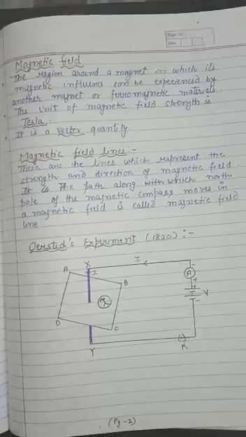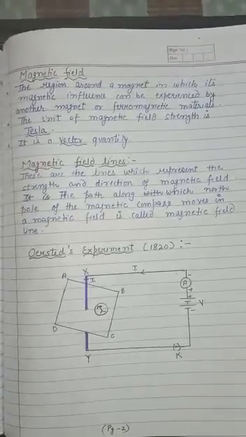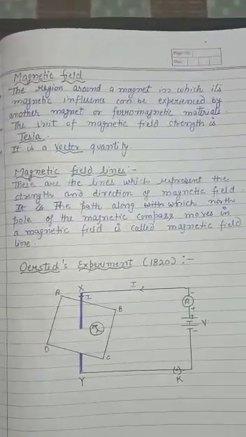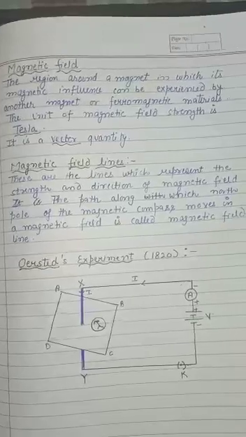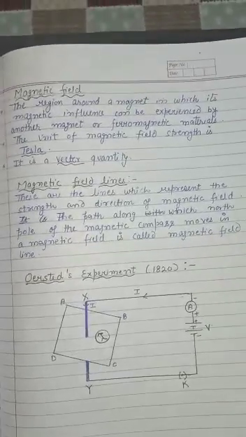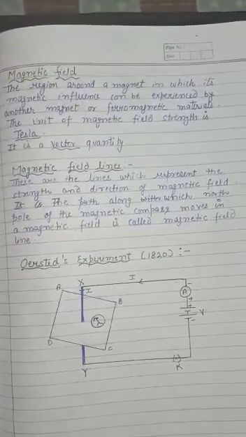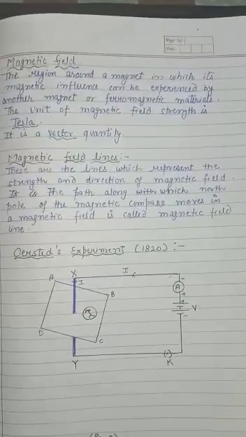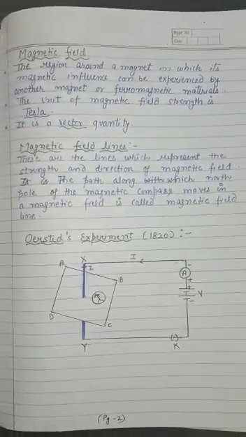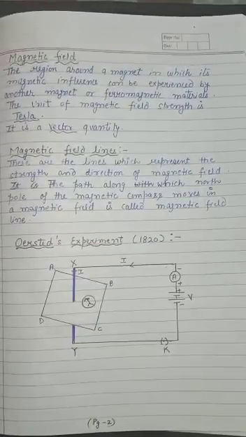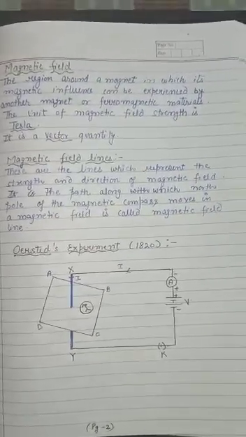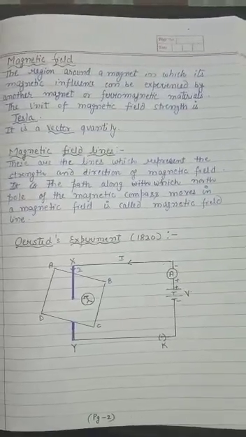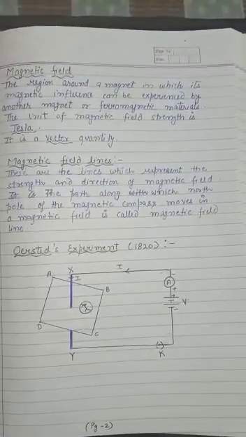Now the question arises how to represent this magnetic field, because it is invisible to us. We cannot see this magnetic field. So in order to represent it, we draw certain lines around a magnet or a current carrying conductor. And these lines, which represent the strength and direction of magnetic field, are called magnetic field lines. They are also known as magnetic lines of force. So these are the lines which actually represent the strength and direction of magnetic field.